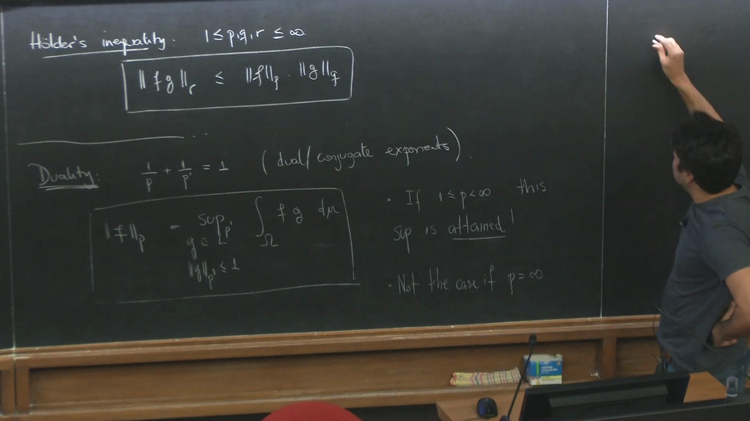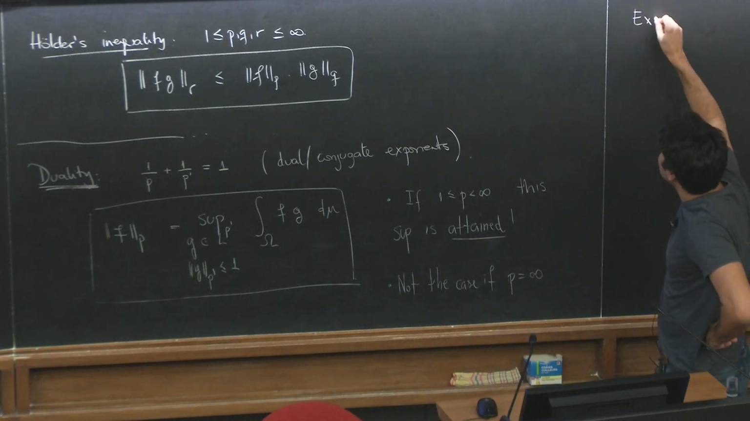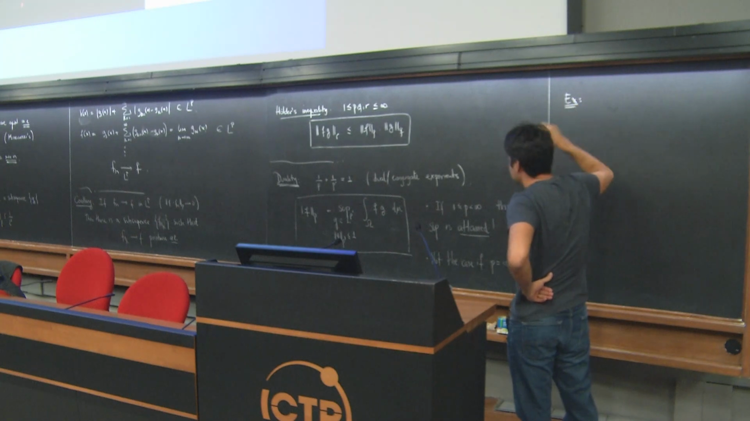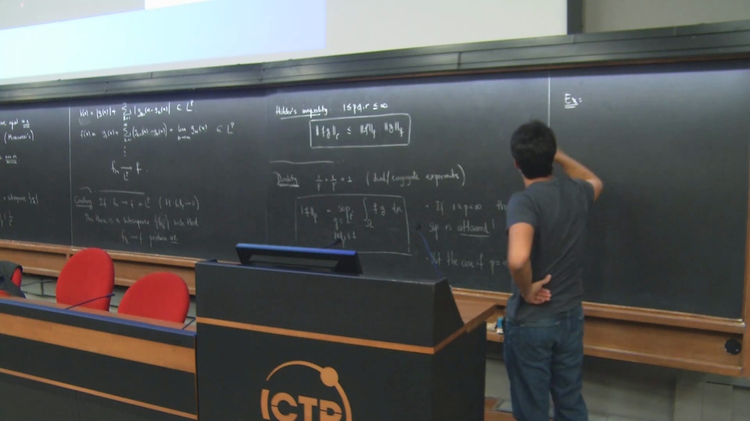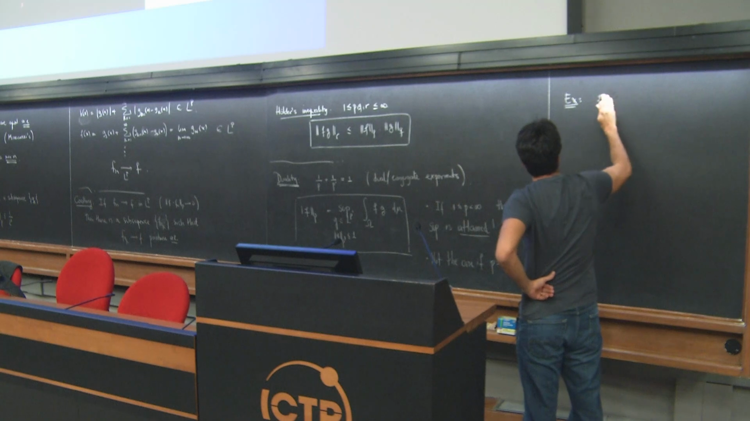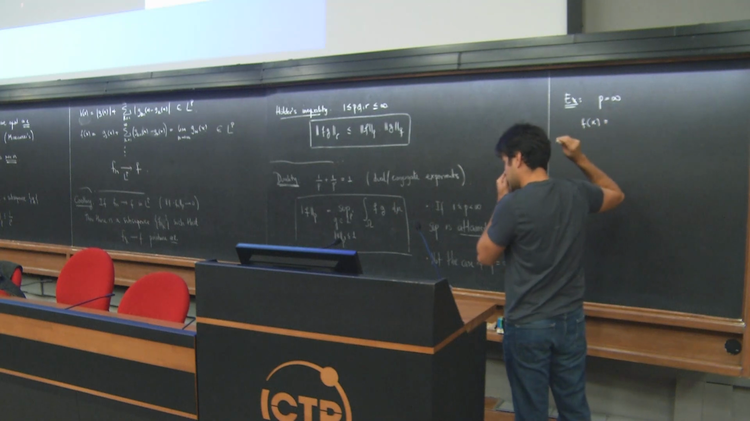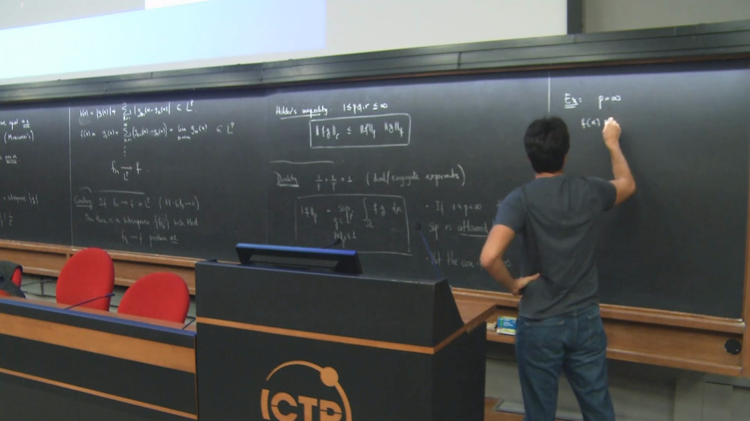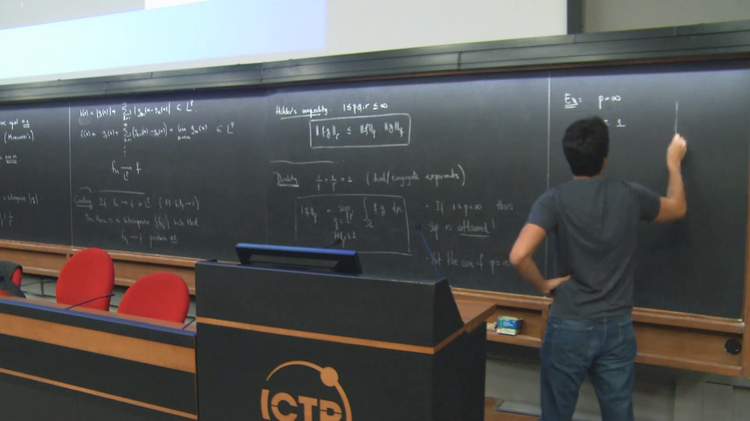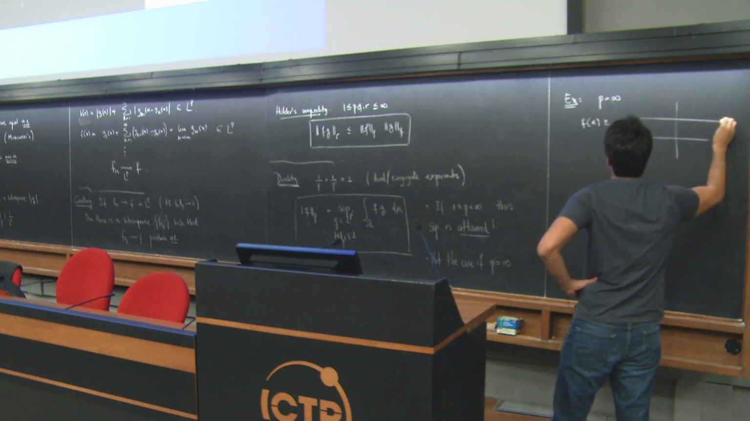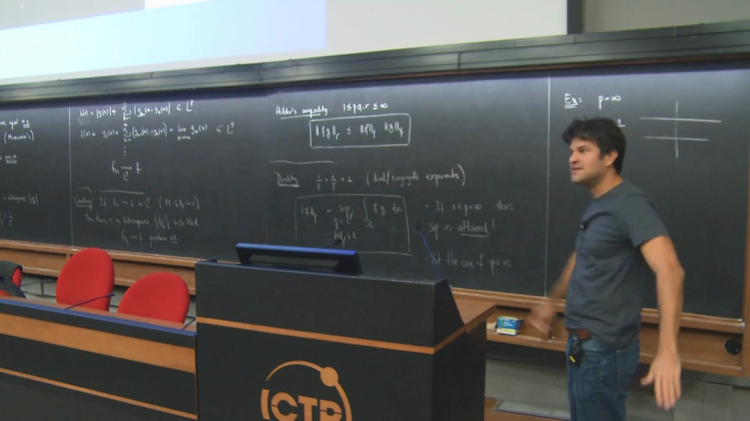Yes. But what would be an example? So if you just take, for example, the function f of x, an example when p is equal to infinity. If you just take f of x being identically equal to 1, what happens with this function? This is certainly a function in L infinity. It's identically equal to 1.